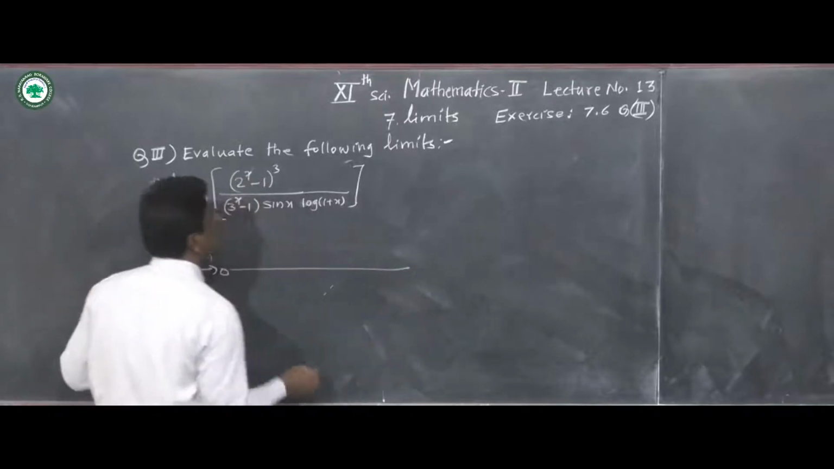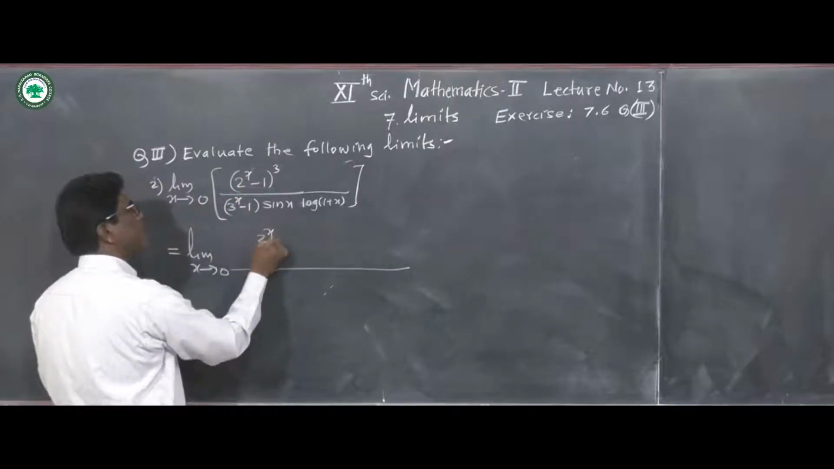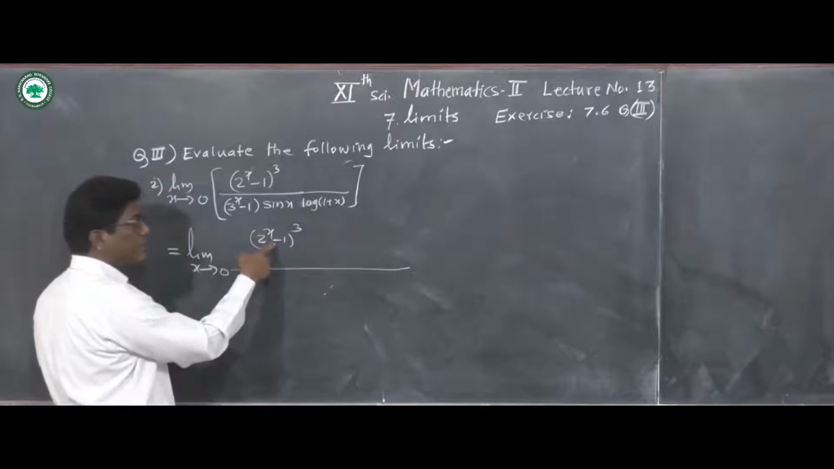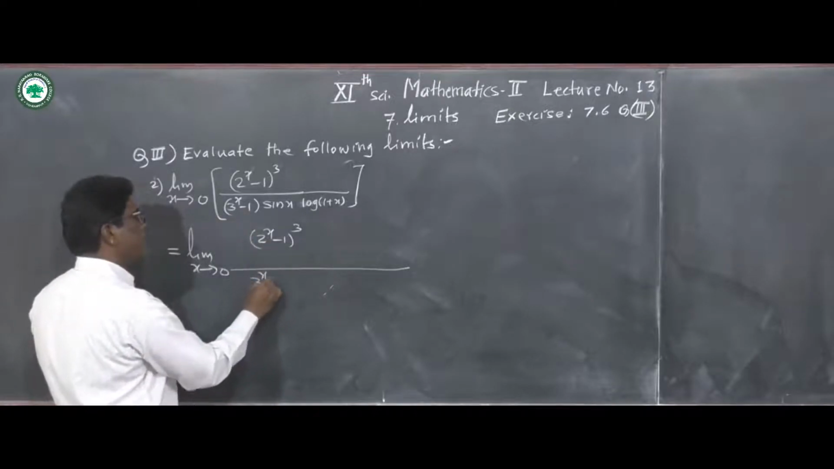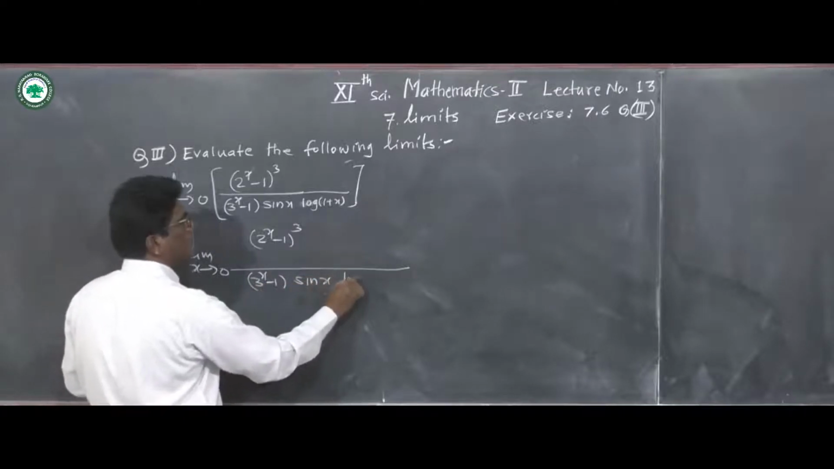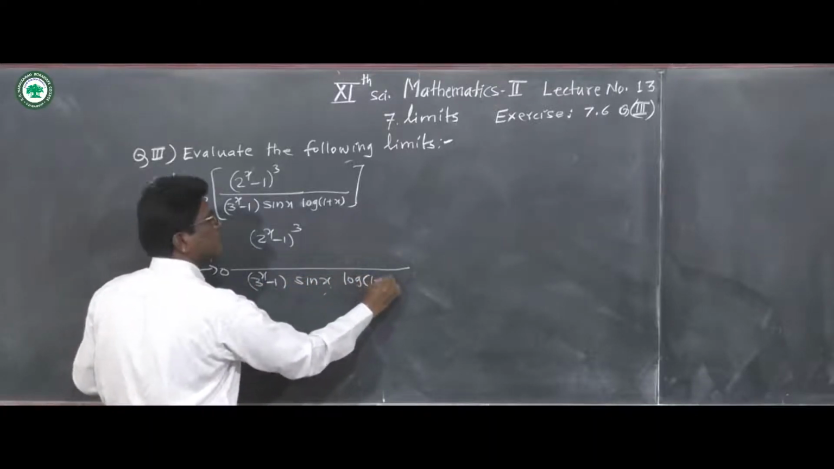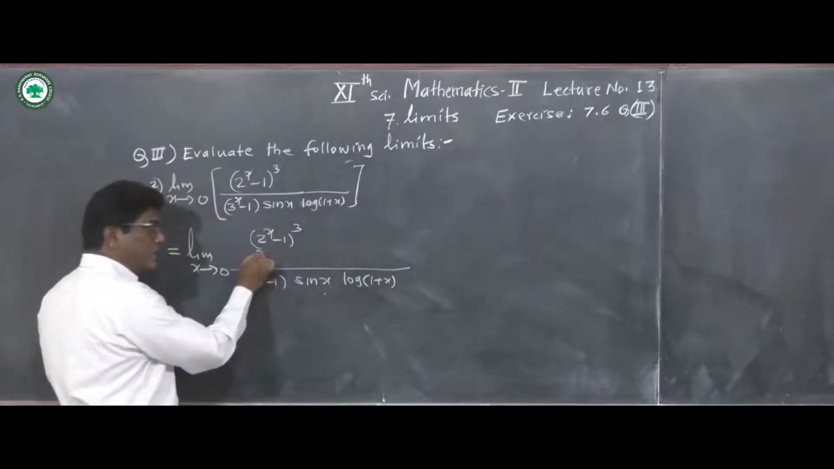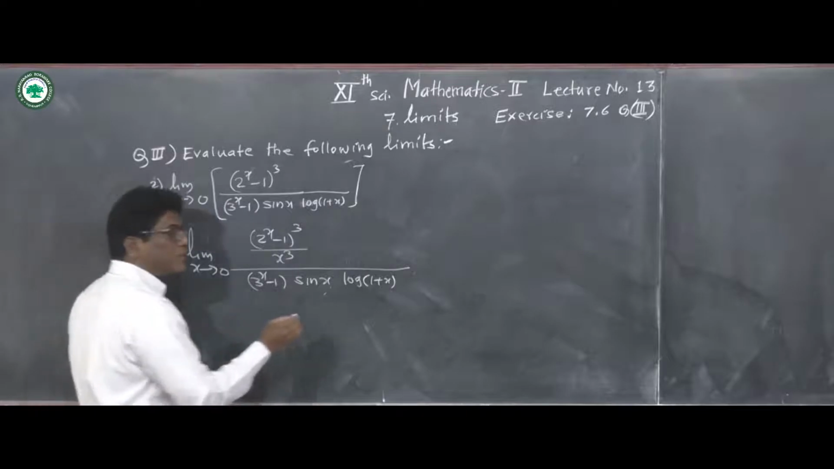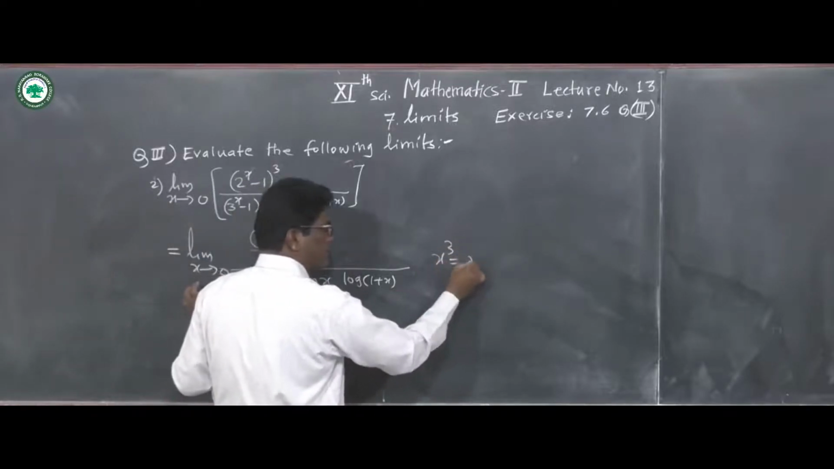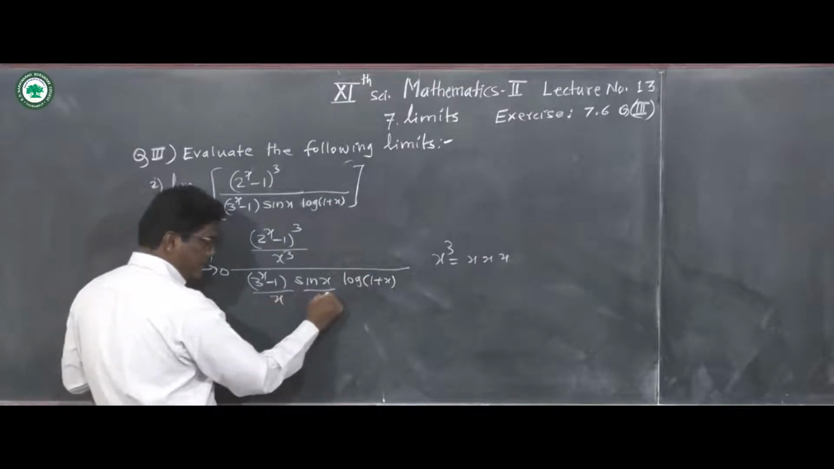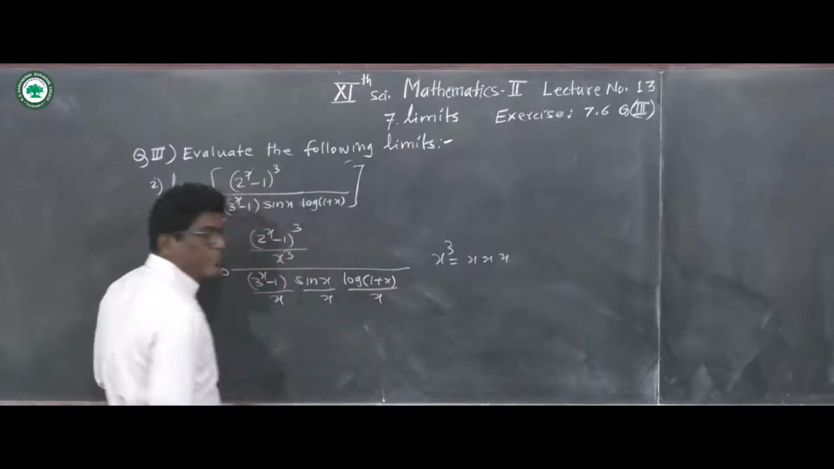So it is equal to limit as x tends to 0. Now see here, this (2 to the power x minus 1) to the power 3 is the numerator and the denominator is 3 to the power x minus 1, here sin x and here log of 1 plus x. Now divide numerator by x cube and also denominator by x cube. But we write x cube as x into x into x. So we write here divided by x, here divided by x and here divided by x.